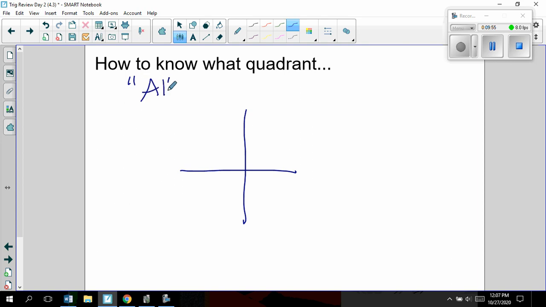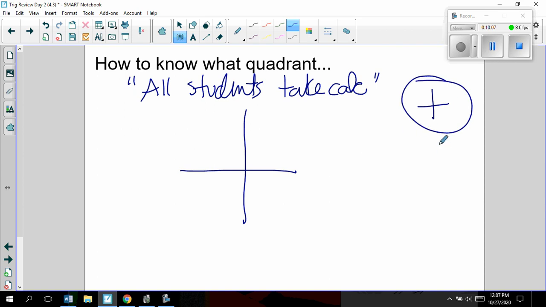The saying is: All Students Take Calc. Now, to Miss Marshall and I, this is a very positive thing. Students taking calculus. What that means is in the first quadrant, all trig functions are positive. So sine's positive, cosine's positive, tangent's positive. We're going to stick with just those three; the cosecant and cotangent and those other ones just follow because you're flipping them over.